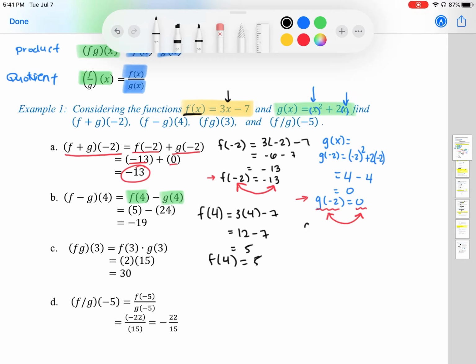Now g of 4, we're going to plug in a 4 for every x, like we have above. So we have 4 squared plus 2 times 4. 4 squared is 16, plus 8, we get 24. So let's go ahead and fill our answers. f of 4 gives us 5, and g of 4 gives us 24. So 5 minus 24, answer is negative 19.